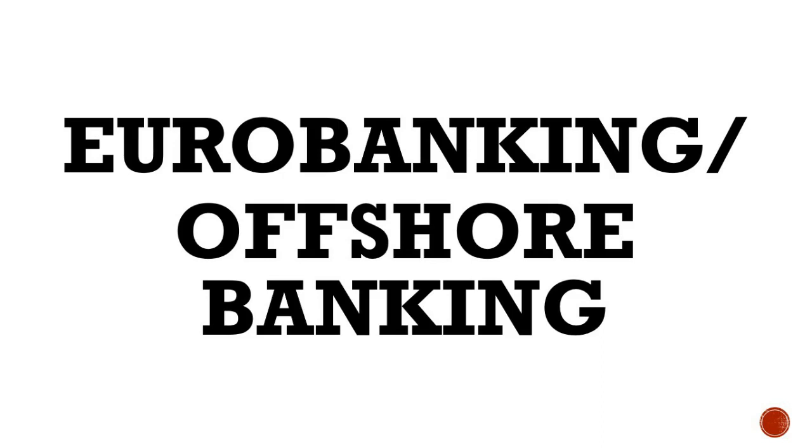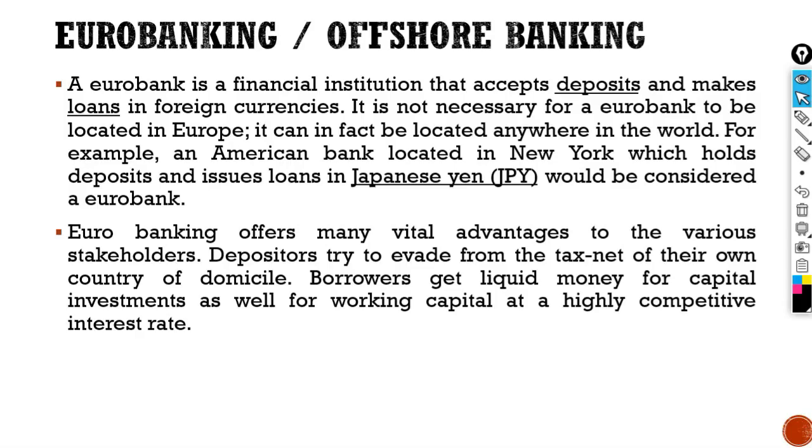Now the next topic that we need to go under euro currency market is the euro banking, or it is also known as offshore banking. Now what is this all about? A euro bank is a financial institution that accepts deposits and makes loans in foreign currencies. It is not necessary for a euro bank to be located in Europe. It can in fact be located anywhere in the world. For example, an American bank located in New York, which holds deposits and issues loans in Japanese yen, would be considered as a euro bank.